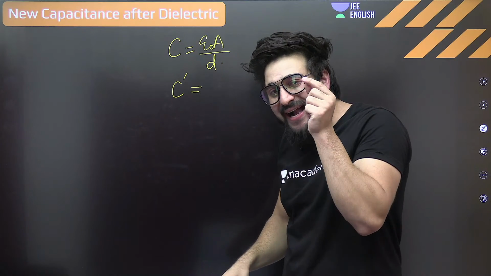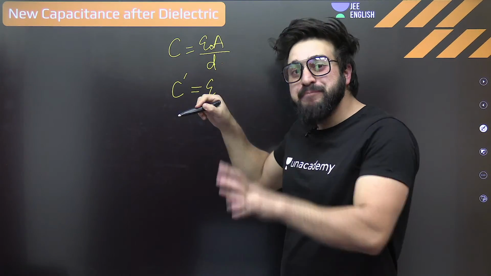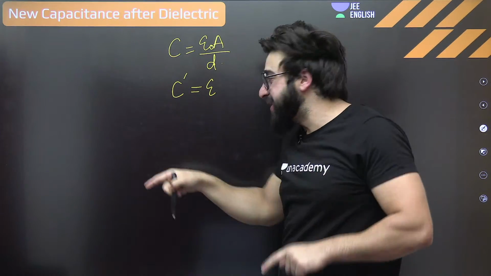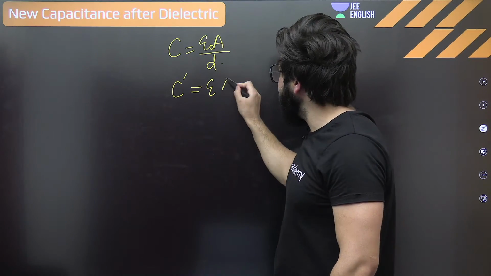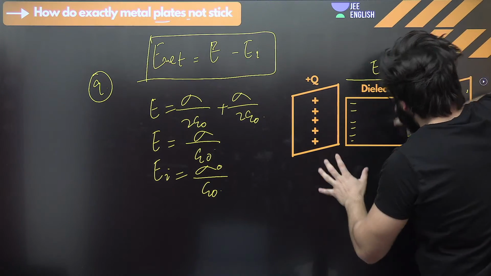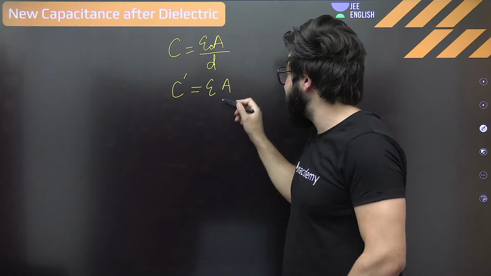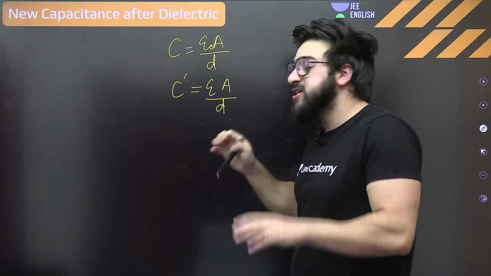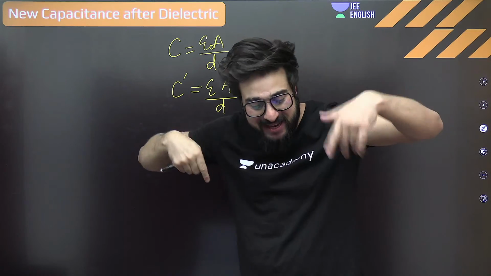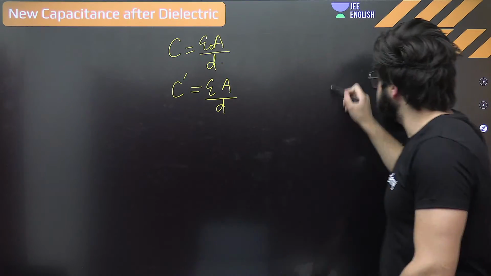So can I say that I'll write E in that case? So this is nothing but what? Epsilon, the permittivity of that medium, and this will be nothing but A. What is the area? The area will remain the same for these two plates. So this is the permittivity of this medium, that is epsilon, not E. This is epsilon upon this D. The distance between the two plates will also remain the same.